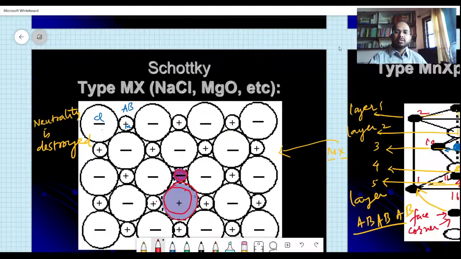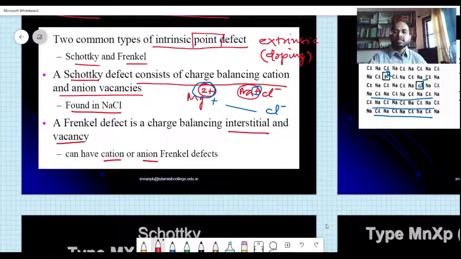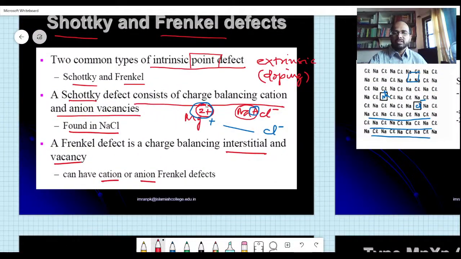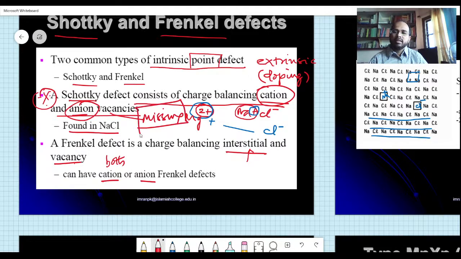Okay, so let us go back to the definition also here at the top. The Schottky defect consists of charge balancing cation and anion vacancies. Cation and anion vacancies. This is an important point for you to remember. Whereas a Frenkel defect is charge balancing within the interstitial space and vacancy. It can be both. A missing cation may be there. This is cation and anion means missing. Okay, very important. Something is missing, but here it is interstitial. This is not missing, this is something extra.